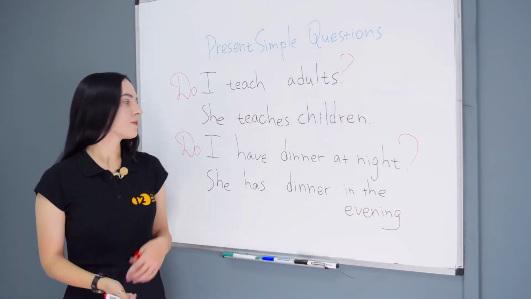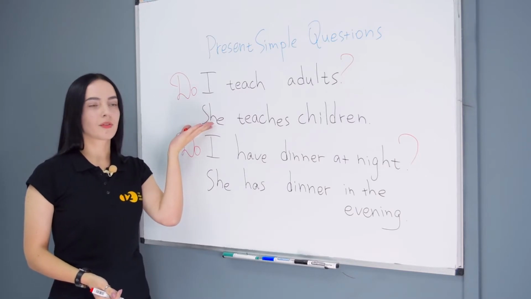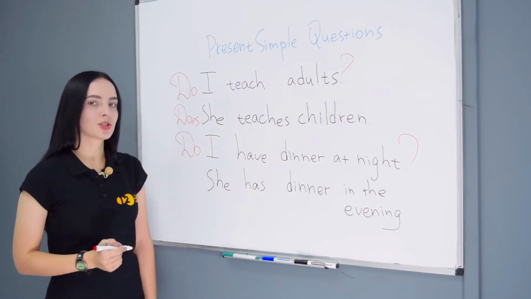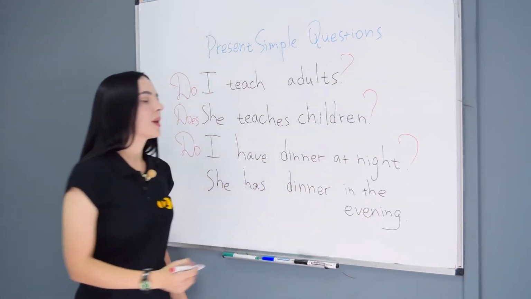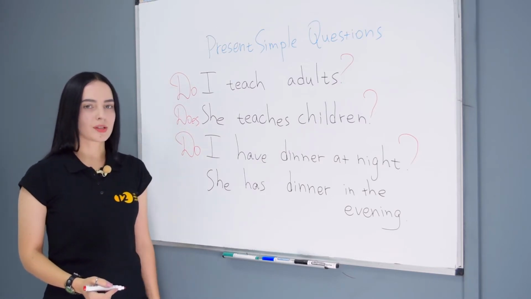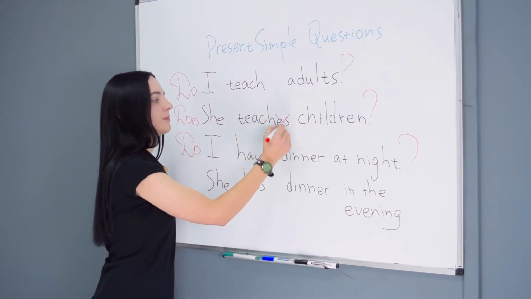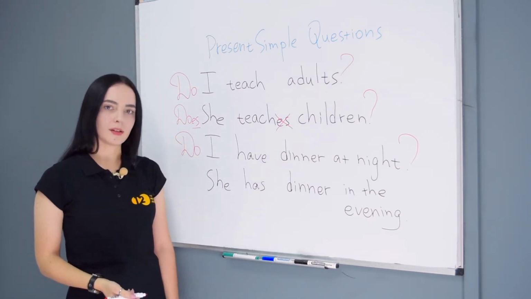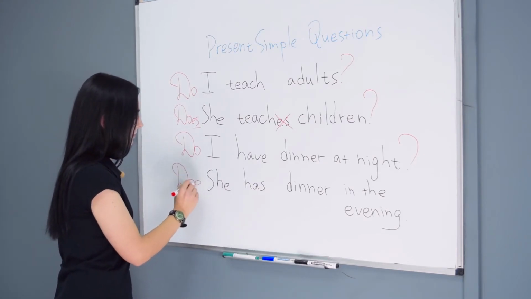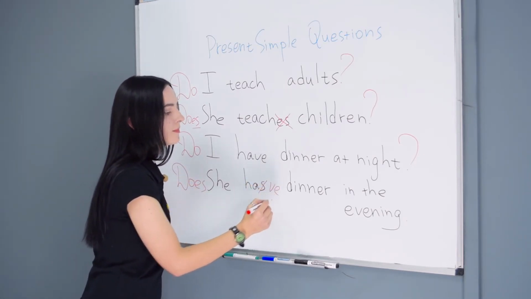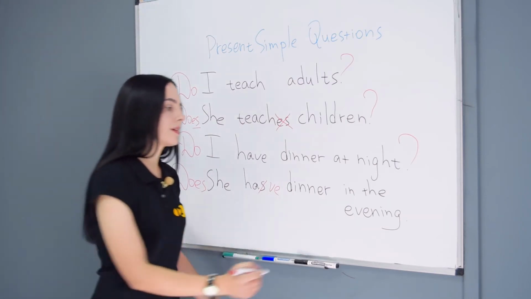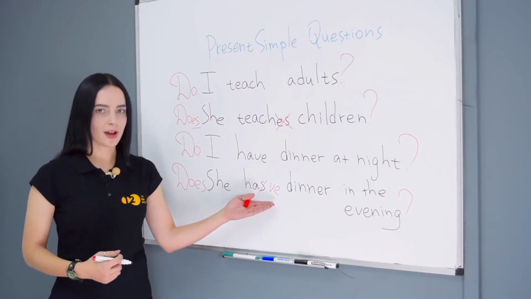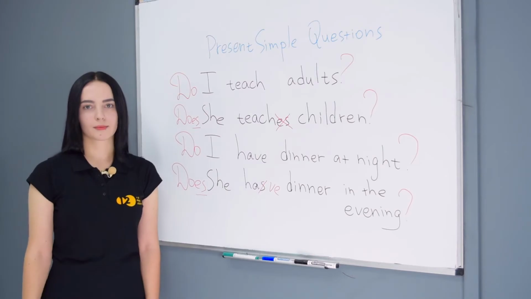But if you remember, for he, she, it, we need to use auxiliary verb does. Does she teach children? When we use does, we don't need any endings because we have it here. She has dinner in the evening. Does she have dinner in the evening? Again, we change has back into have because we have it here.